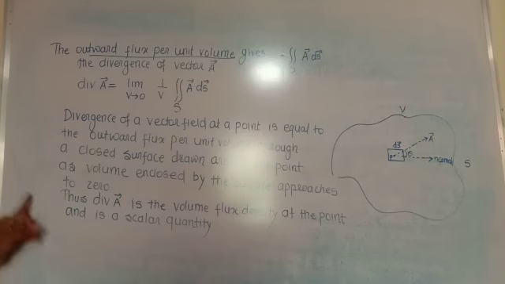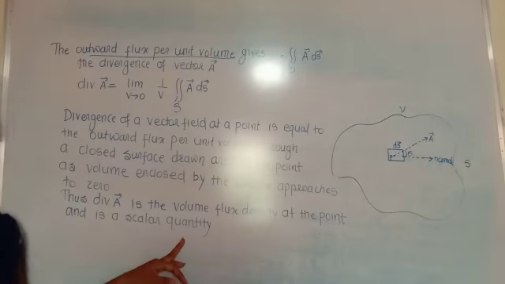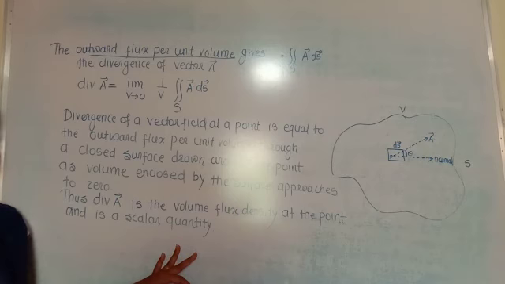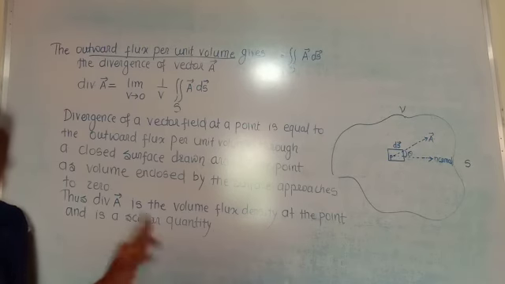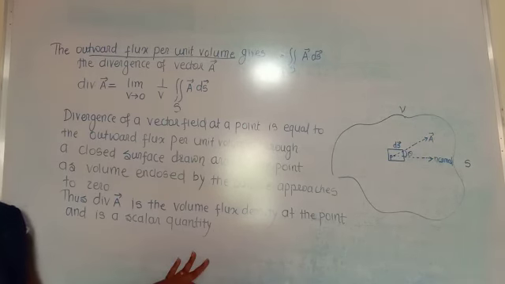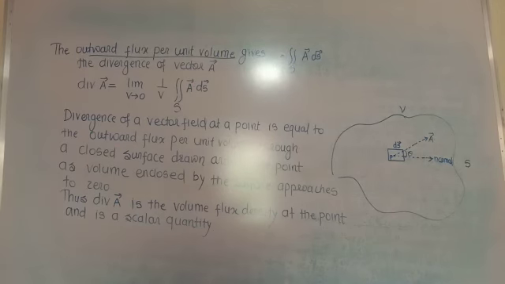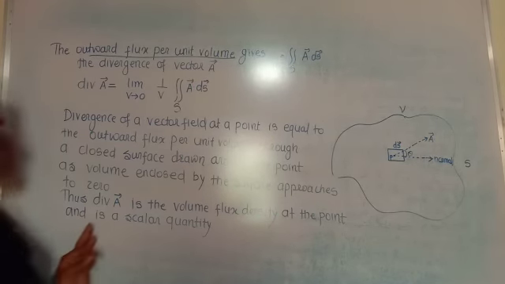So that's why the divergence of A is a scalar quantity: the gradient of a scalar is a vector quantity, and the divergence of a vector is a scalar quantity. So this is all about the physical significance of the divergence of a vector field.